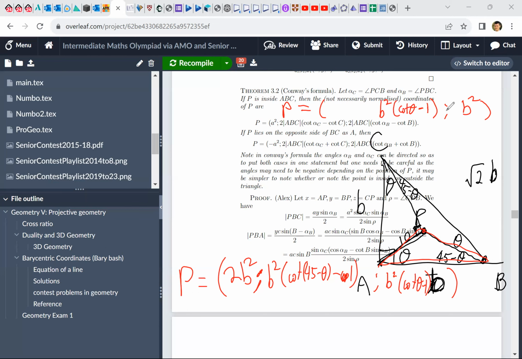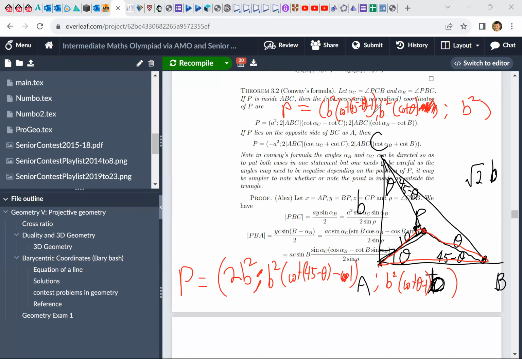Yeah. Cot 90. The tan 90 is supposed to be infinite. The cot 90 is meant to be 0, because cosine 90 is meant to be 0. Right. And the last one is just b squared cot 45 minus theta minus 1. B squared cot 45 minus theta minus 1. Yeah? Do we need the third one?